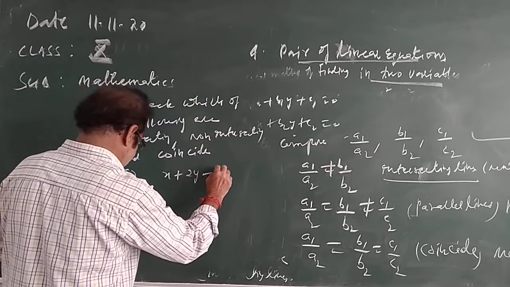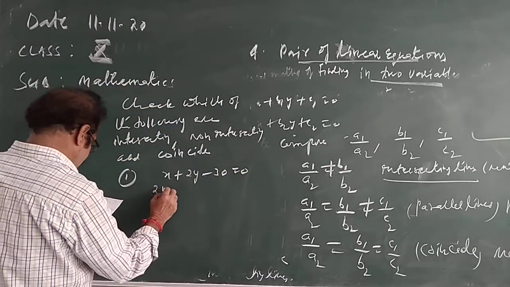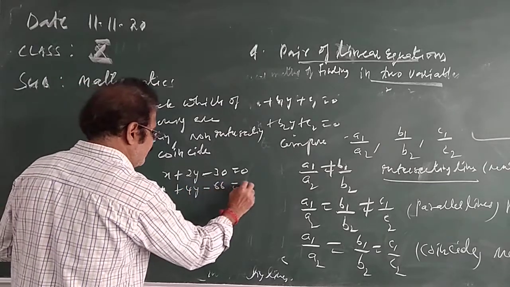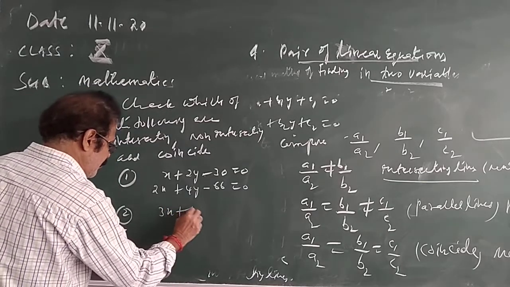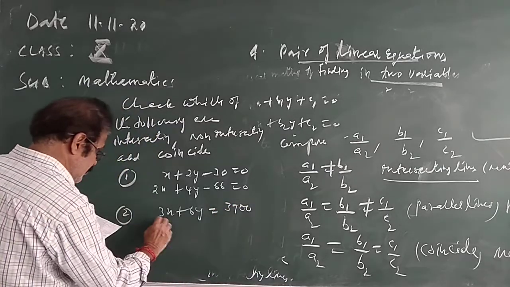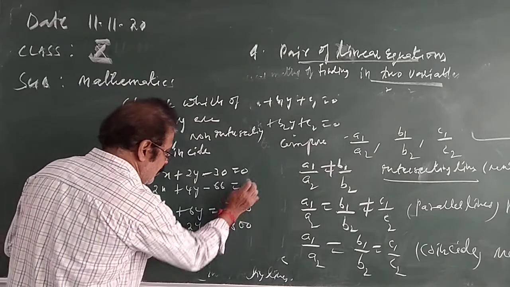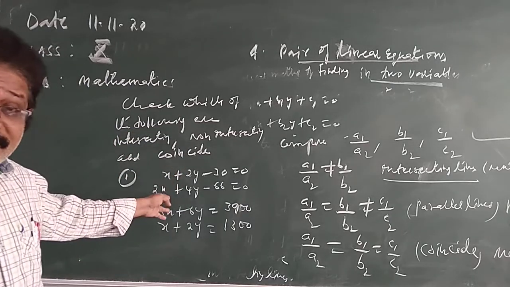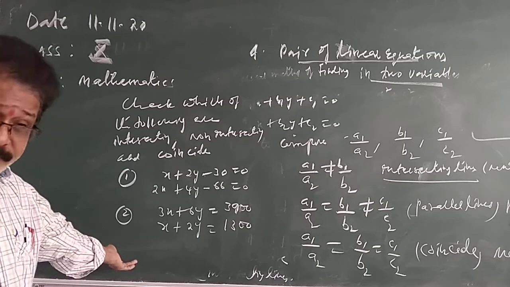x plus 2y minus 30 equal to 0. 2x plus 4y minus 66 equal to 0. 3x plus 6y equal to 3900. x plus 2y equal to 1300. You verify whether they are intersecting lines or non-intersecting lines or coincide lines.